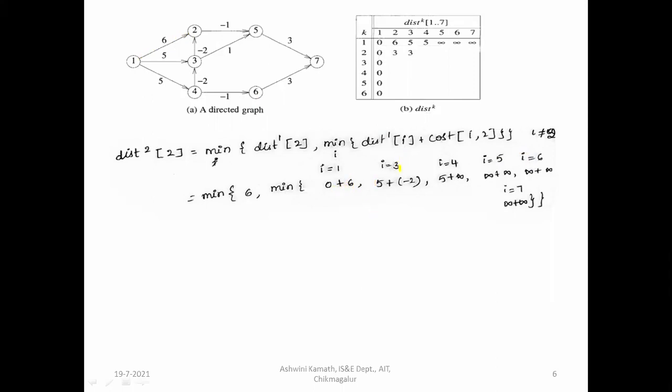Now, the value for 3 from the table is equal to 5. Now I have to check from 3 to 2. The i value is 3. Check the graph: 3 to 2 is minus 2. Write the value here: 5 minus 2, comma, 5 plus infinity.